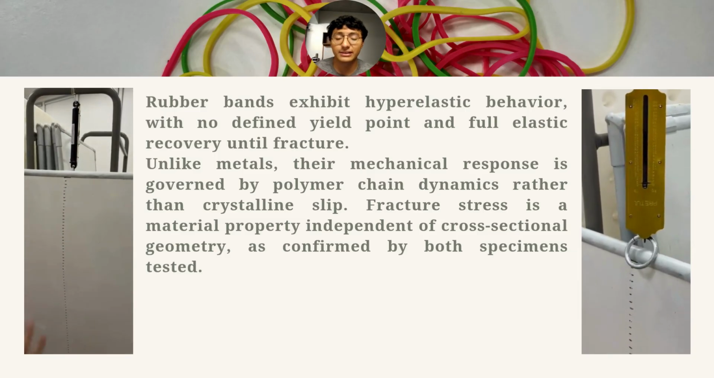Both bands broke around 18,000 pascals, which tells us that fracture depends on the material, not the size or the shape of the band. Finally, we did a double band experiment. It stretched less but broke at the same stress. This was expected because the material is the same and it has the same result.